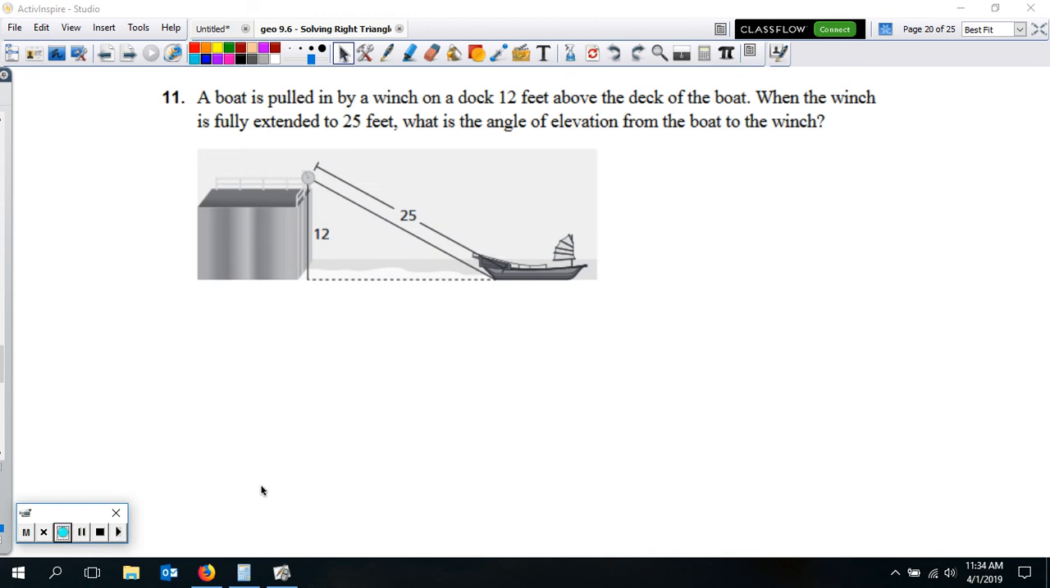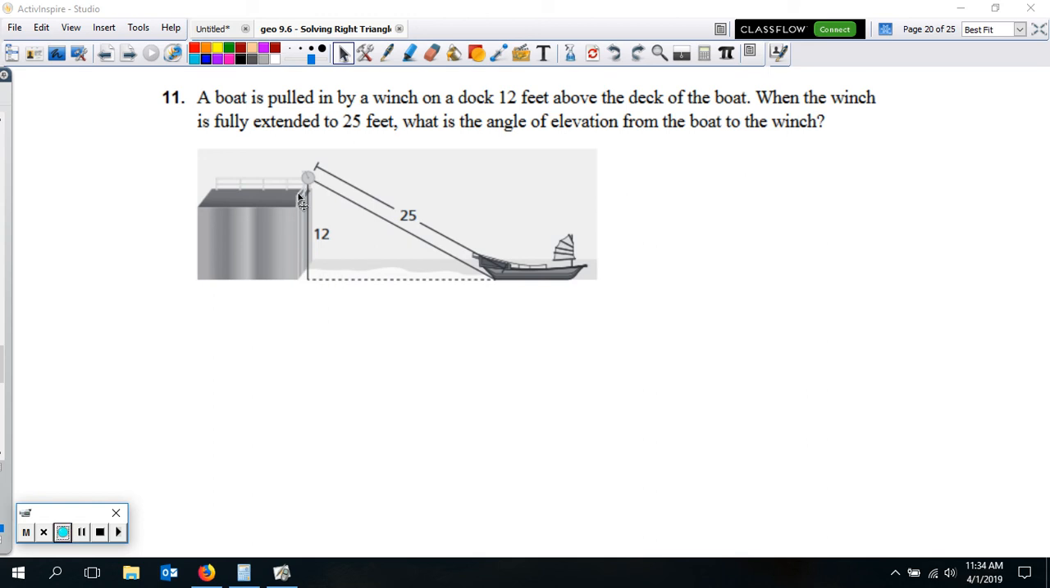Okay, so our last little problem here, number 11, with this boat. It says a boat is pulled in by a winch on a dock 12 feet above the deck of the boat. When the winch is fully extended to 25 feet, what is the angle of elevation from the boat to the winch? So the winch is up here, boat down here. We're basically looking for the angle of elevation, which is this angle right here, this acute angle.